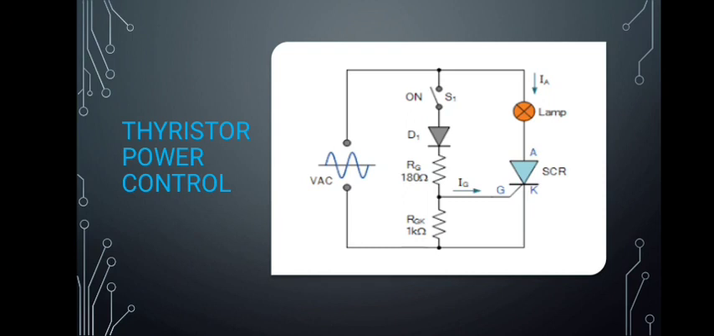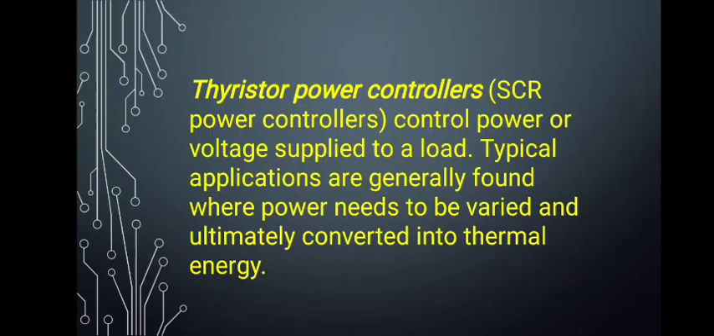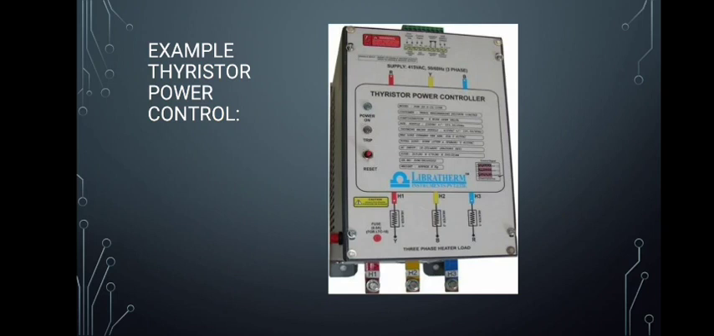Next is the thyristor power control. So what is a thyristor power control? Thyristor power controllers or SCR power controllers control power or voltage applied to a load. Typically, applications are generally found where power needs to be varied and ultimately converted into thermal energy. So this is the example of the thyristor power control.